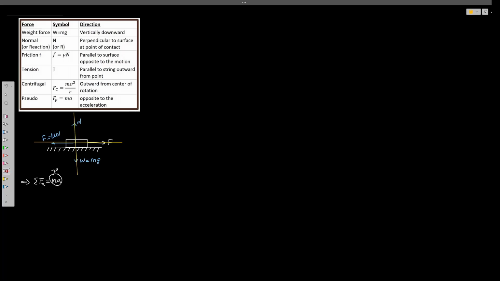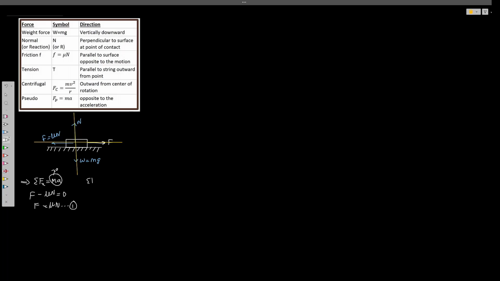Okay, so which are the forces in the x-axis? Friction and applied force. Applied force is in the positive x-axis, that's why it is positive. Friction force is in the negative direction, so that must be negative, and the sum is equal to 0. So here we will get F is equal to mu n. Let's say this is your first equation.